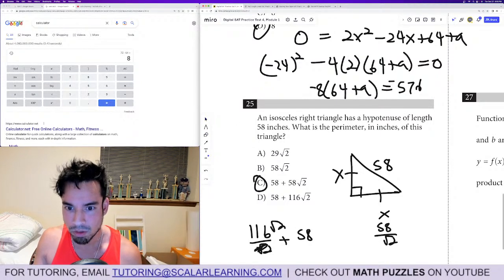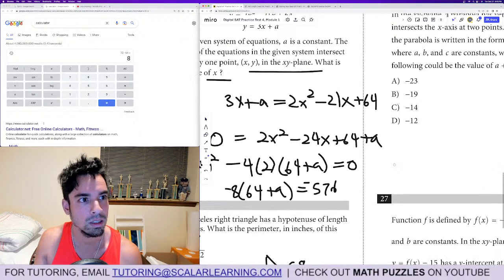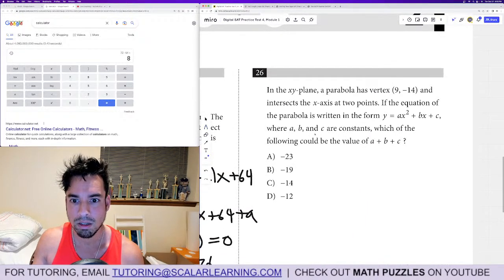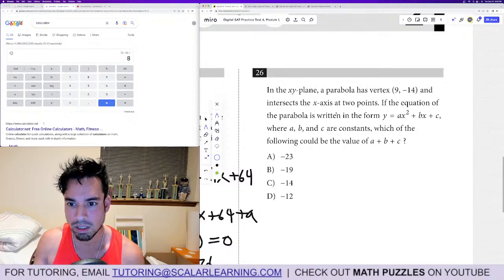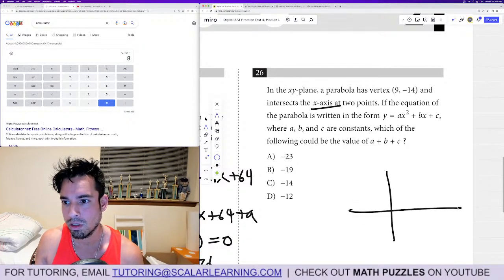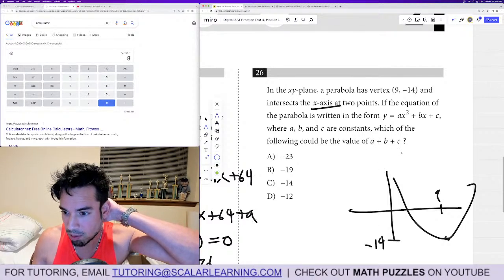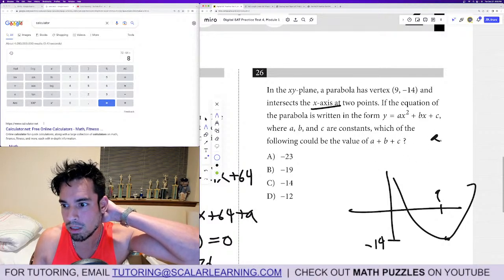Hope I'm not going too fast and making mistakes, but I got 3 minutes, 2 questions. In the xy-plane, a parabola with vertex 9, negative 14 intersects the x-axis at 2 points. Okay, let's just draw this out so we can see this. 9, negative 14. It goes up, obviously. y equals ax squared plus bx plus c, where a is a constant. Which could be the value of a plus b plus c? Okay, so a is positive.